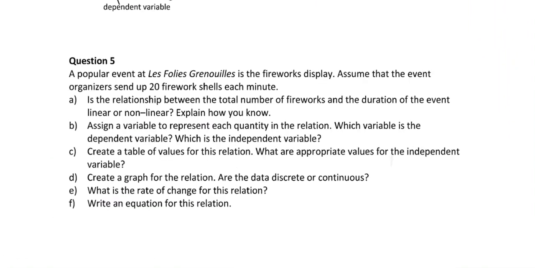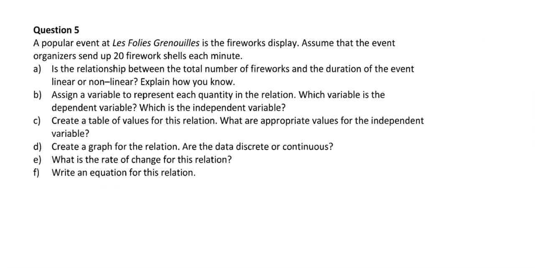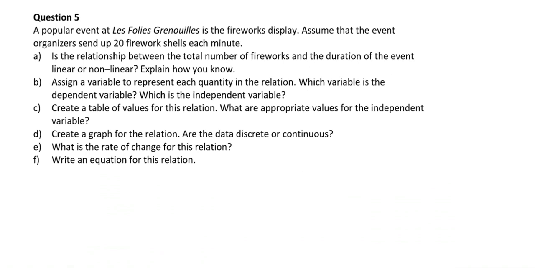Yeah, well, let's do some examples here. A popular event is the fireworks display. Assume that the event organizers send up 20 fireworks shells each minute. Is the relationship between the total number of fireworks and the duration of the event linear or non-linear? Explain how you know. So what do you guys think?